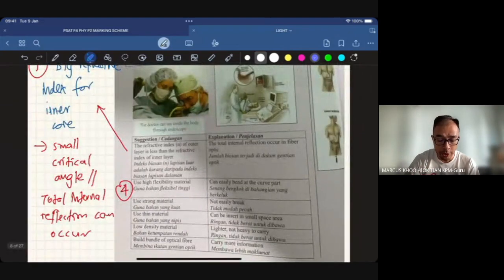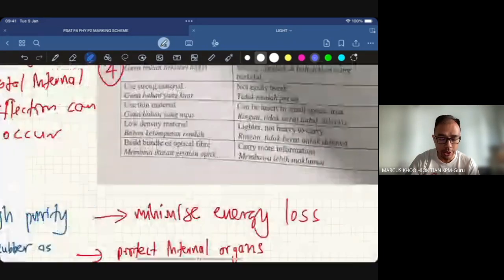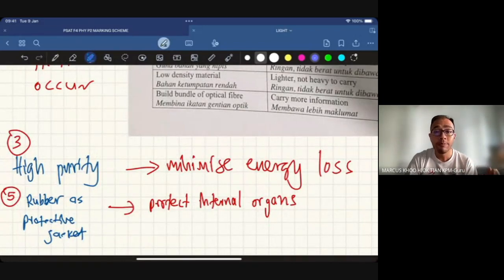Okay, I want to start with point number 3 first lah. Let me talk about the characteristics in a while. Point number 3: you want high purity, and the general answer for this is to minimize energy loss. High purity is to minimize energy loss.